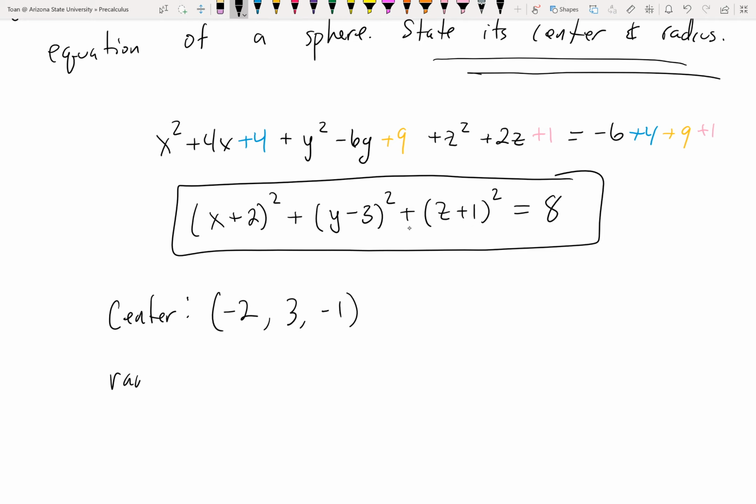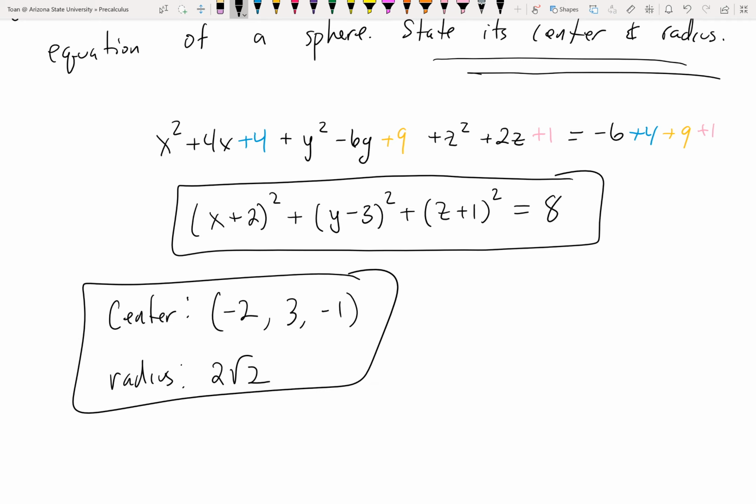And then the radius, remember that the constant is always the radius squared, so the radius would have to be the square root. The square root of 8, of course, is 2 square roots of 2. Okay. So those types of problems are the easiest, I think.